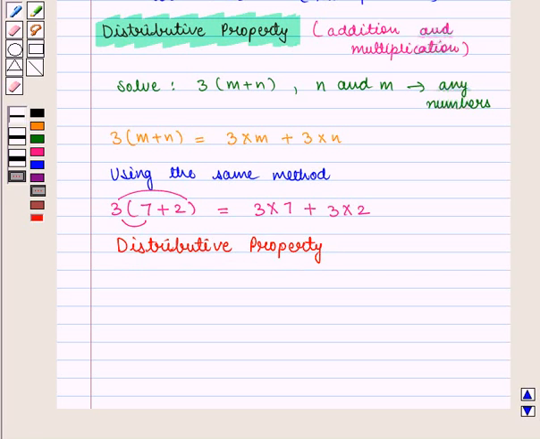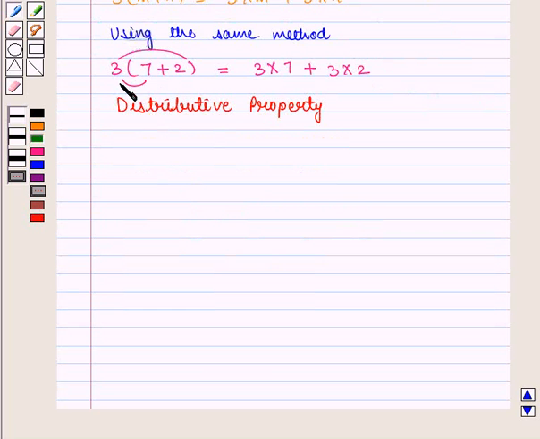And if we solve the left hand side and right hand side separately, we'll get the same value. Here on the left hand side we have 3 into (7 plus 2) in brackets. On simplifying the brackets first, we get 3 into 9, since 7 plus 2 is 9, which is equal to 27.